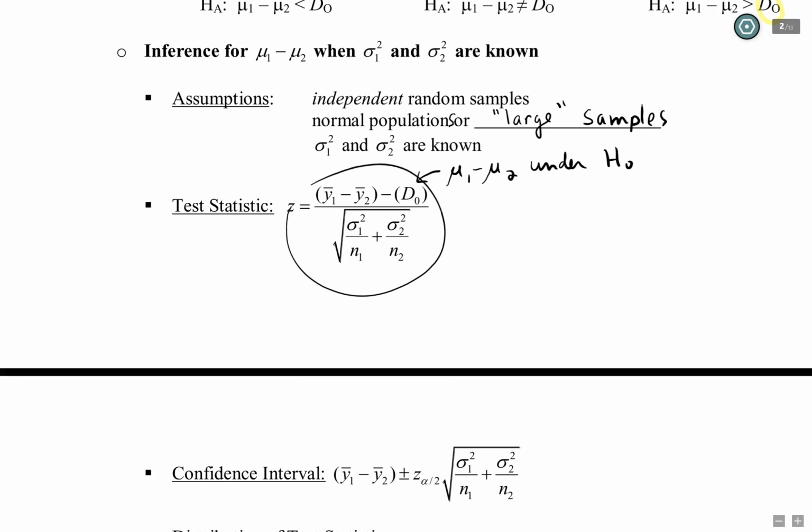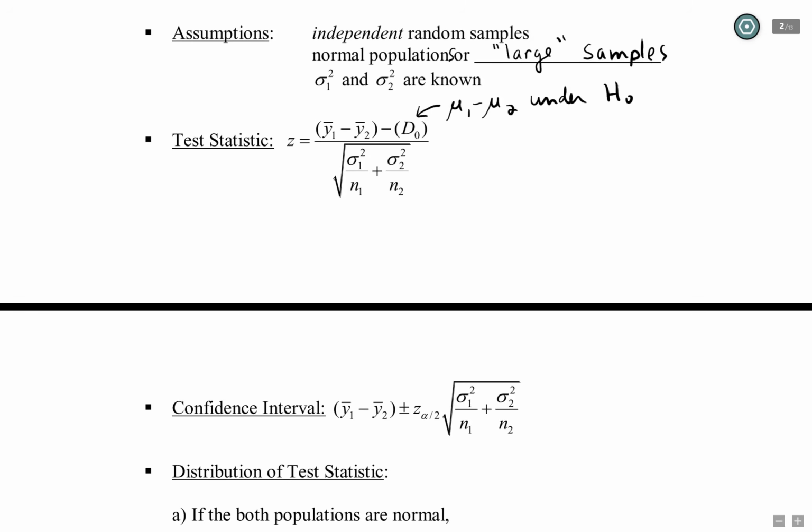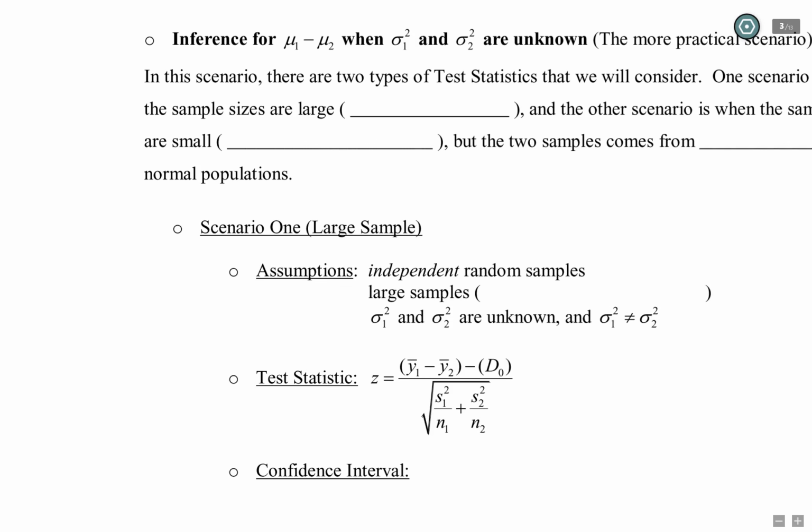Now, the problem with this particular test statistic is that it assumes we know the standard deviations for both populations, and that's rarely the case. If you're doing inference on a population mean, you're not going to know its population standard deviation, so we're not going to know these values, so we need another approach here, and that's what this next scenario deals with.